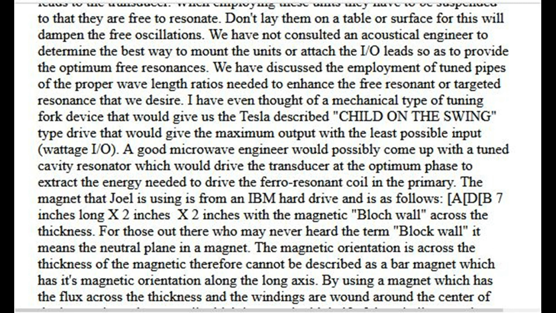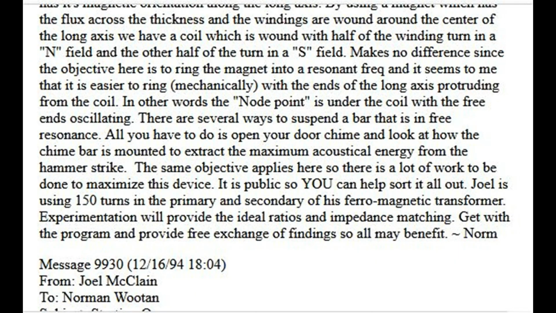By using a magnet which has the flux across the thickness and the windings wound around the center of the long axis, we have a coil which is wound with half of the winding turn in an N field and the other half of the turn in an S field. Makes no difference, since the objective here is to ring the magnet into a resonant frequency, and it seems to me that it is easier to ring, mechanically, with the ends of the long axis protruding from the coil. In other words, the node point is under the coil with the free ends oscillating.